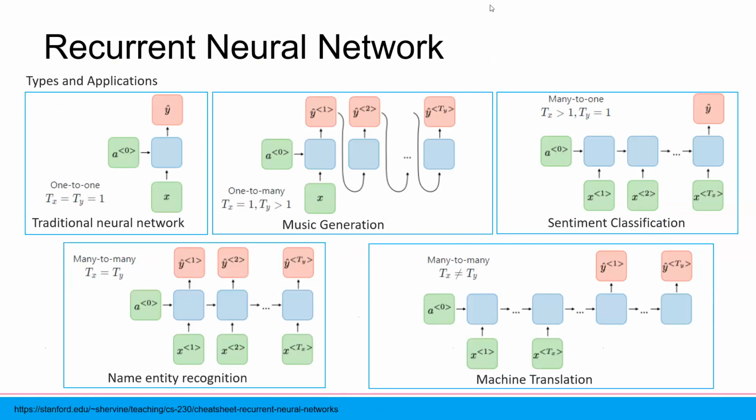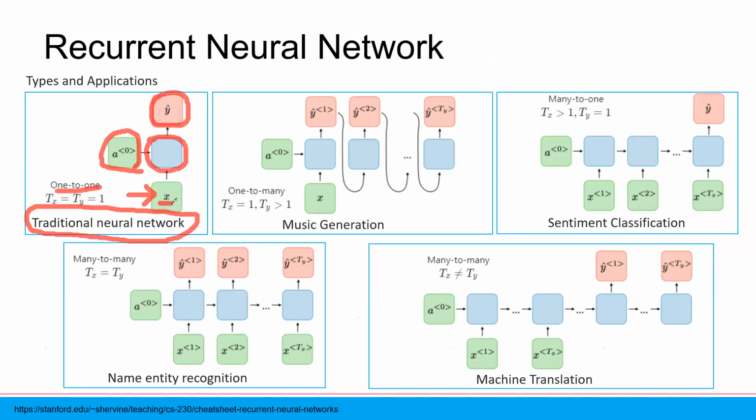If you look at the basic or traditional neural network, this traditional neural network means that we have the X, and then we input it into a hidden layer, and then we predict. So there might be some coefficient or some bias. This is one-to-one, because we have one variable for the input and one variable as the target.